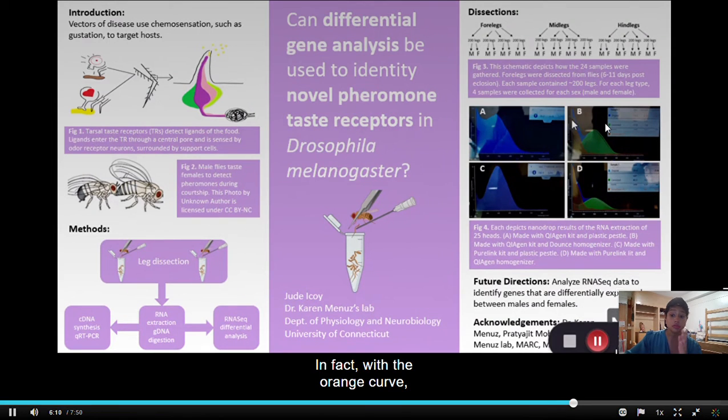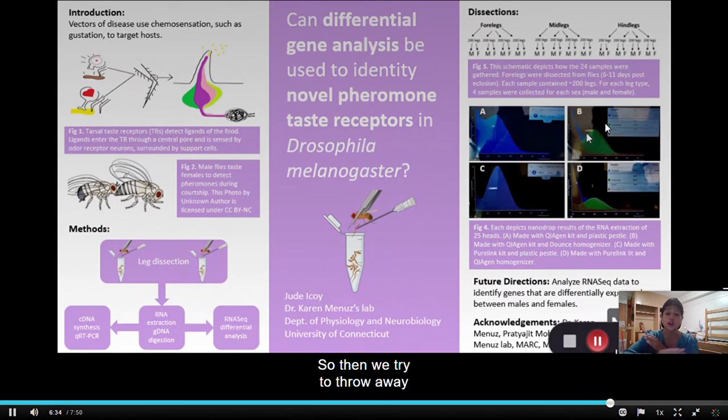In fact, with the orange curve, you can actually see the actual salt that's in there, called guanidine, and that is the actual name of the chaotropic salt that's used to prevent the RNA degradation of your sample. So that just goes to show that the salts aren't really eluting out of the samples.